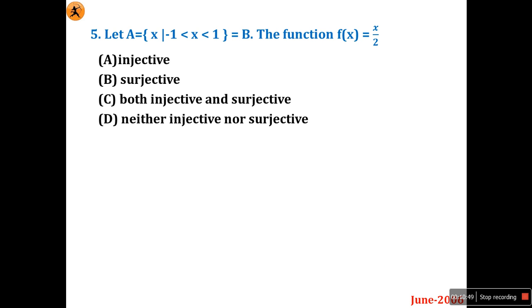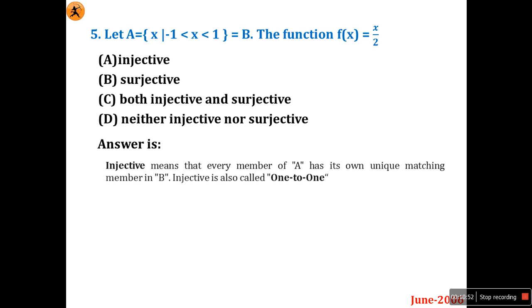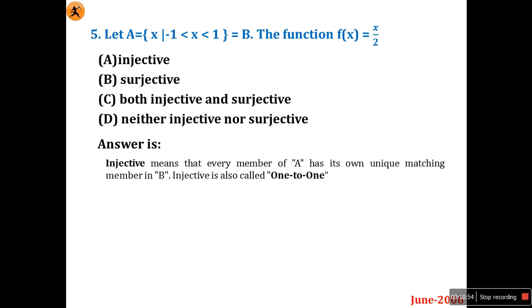But before looking at this, you should know what an injective function is. It means every member of A has its own unique matching member of B. Definitely, if it is a function, every member of A is associated with a member of B, so no element is free in set A. But more than one element of A can have the same image in B in a general function. That is not possible in an injective function. If it is a one-to-one function, every element of A should have a unique image in B. That is an injective function.